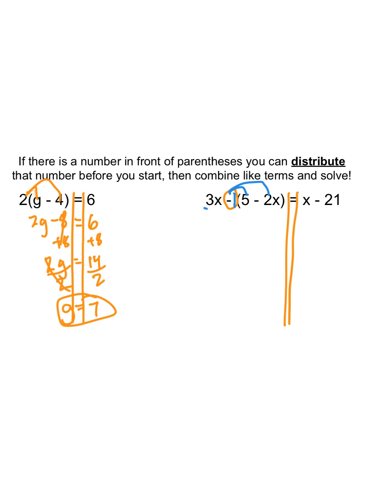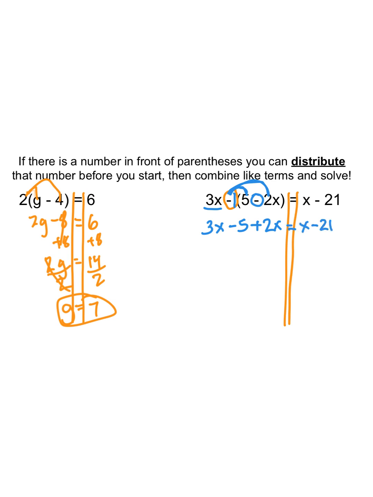So I start with this term out front, and I'm just going to keep it there because it's not affected by what comes after it. So now I'm going to take the negative 1 and multiply it times 5, so I get negative 5. And negative 1 times negative 2x gives me a positive 2x. That's equal to x minus 21.